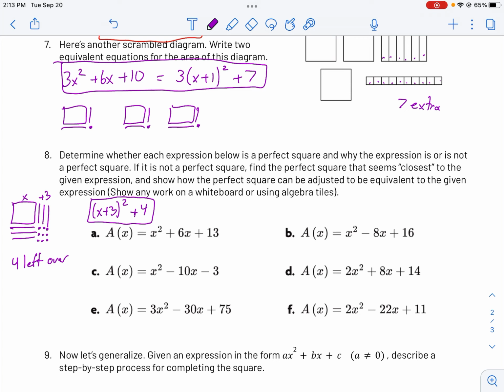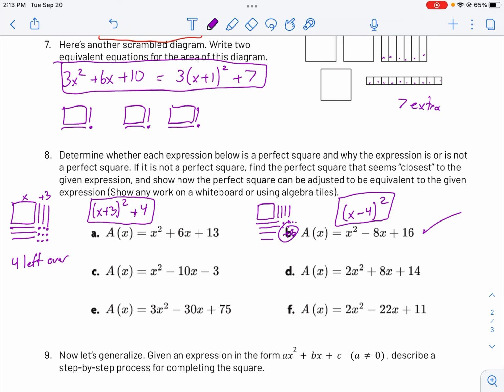Okay. In B, I have a negative 8, but remember the negative still works the same way. So if I think about B, I'm still going to use my diagram. Then I'm going to have 4 on each side. And I need 16 there, so I have what I need with those plus 16. So this is a perfect square, so we can write it, we know it's going to be x minus 4 squared. And let's do one more that's not a perfect square.